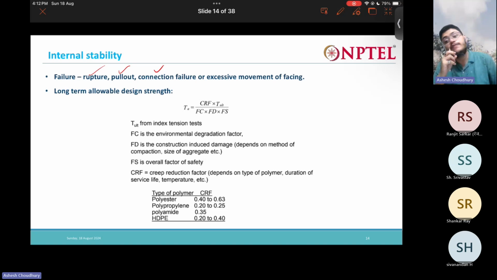But in the field, when you put it, there are n number of factors that come into action. Some of the most important factors are the environmental degradation factor, construction induced damage, the overall factor of safety, and the creep. So these are the most important factors that come into play. So what is the creep reduction factor? Creep is what? The load is constant. As time passes, say 10 years, 20 years pass, what happens?